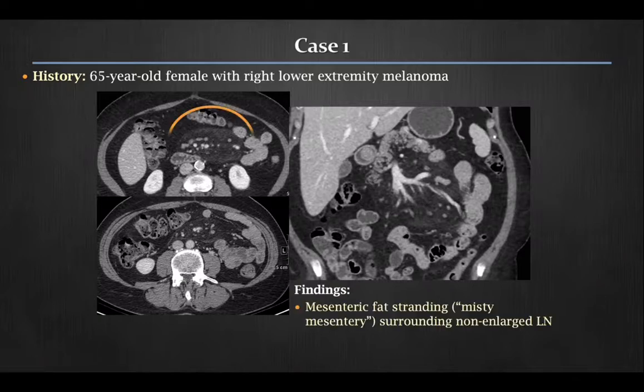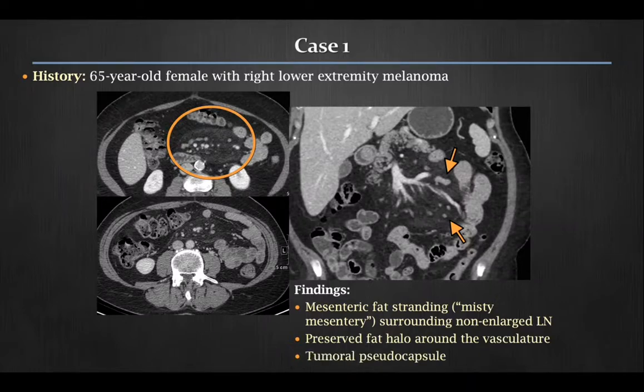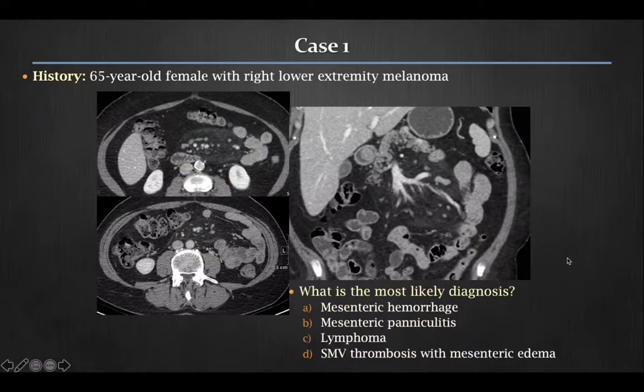So the findings in this case are ill-defined mesenteric fat staining following the root of the jejunal mesentery surrounding a few non-enlarged mesenteric lymph nodes. You'll note with the orange arrows that there's a preserved fat halo around the mesenteric vasculature, and there's a tumoral pseudocapsule, which is this well-demarcated differentiation between the affected mesentery and the unaffected mesentery, where you imagine that you could draw a line delineating where the fat stranding is and where it's not. So the question here, what's the most likely diagnosis?